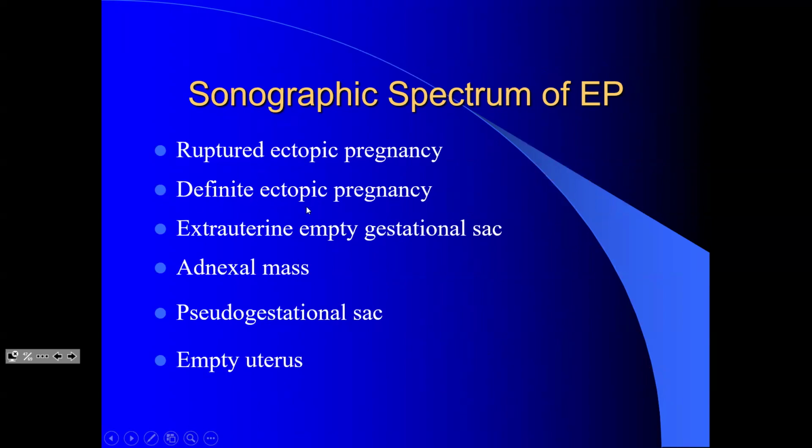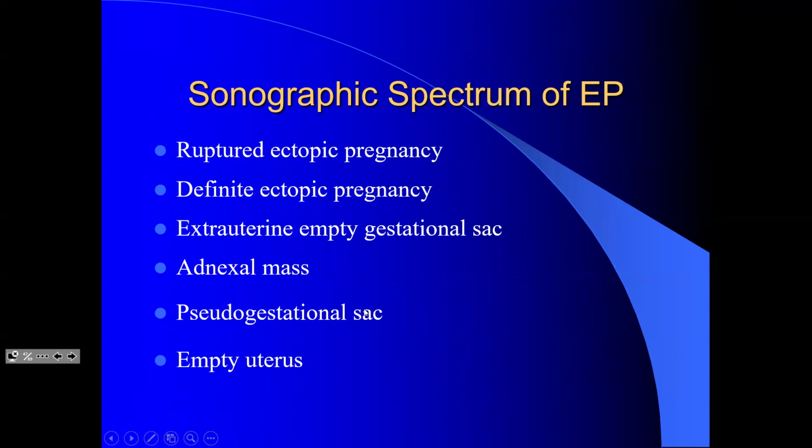Definite ectopic means you are able to see the sac or a fetus or a yolk sac outside the uterus. Extrauterine empty gestational sac. Sometimes you are not able to see the yolk sac or a fetus, but you still see a sac that is in the adnexa. Or it can just appear as an echogenic or an adnexal mass.